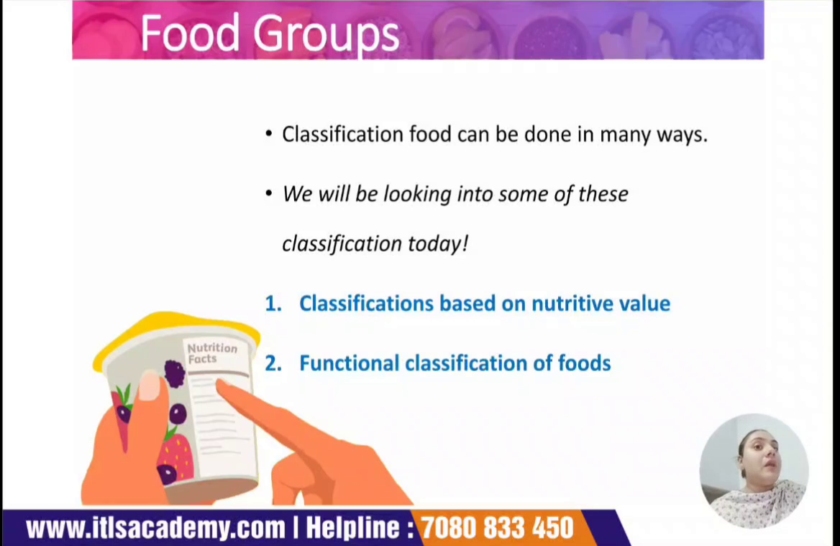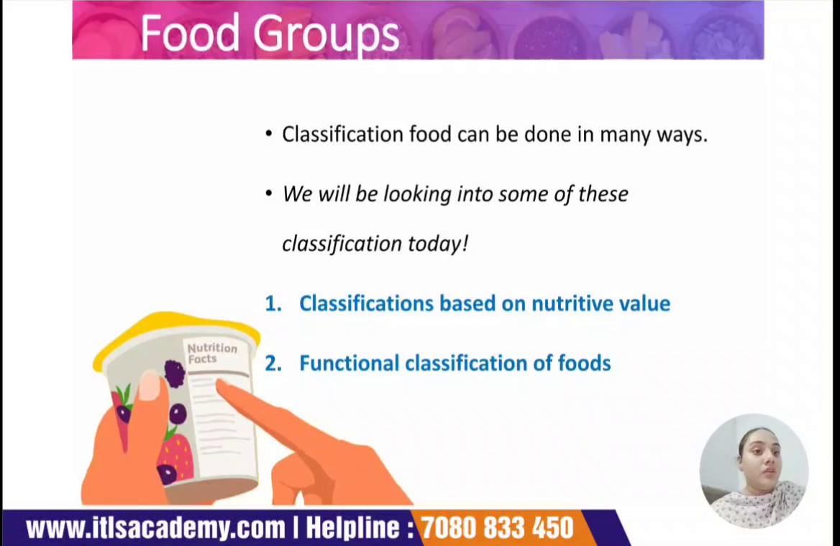If we talk about the classification of food, it can be done in many ways. We will be looking into some of these classifications today: classification based on nutrient value, and functional classification of food. So let us take an example.